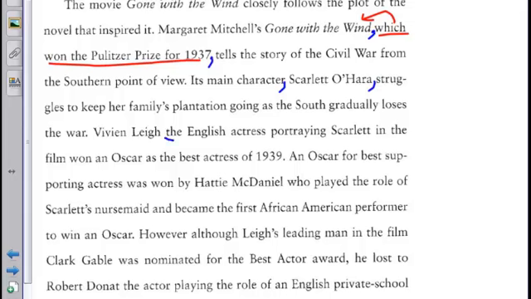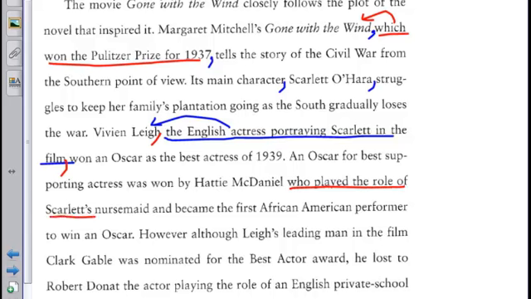Vivien Leigh, the English actress portraying Scarlett in the film, redescribes Vivien Leigh. So I'll put a comma after Leigh. I'll put a comma after film. Won an Oscar as the Best Actress of 1939. An Oscar for Best Supporting Actress was won by Hattie McDaniel. Again, we redescribe Hattie McDaniel here.